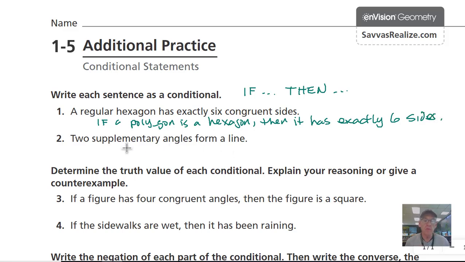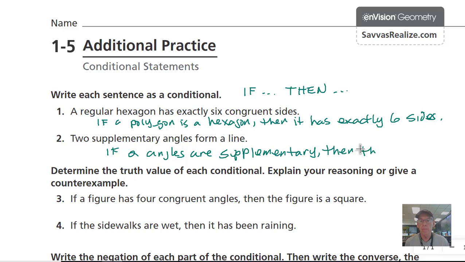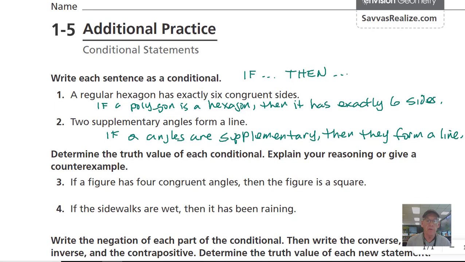Okay, let's look at the second one. 2 supplementary angles form a line. If 2 angles are supplementary, then they form a line. And for these, it's not really asking us to evaluate these. They just want us to write them, so we're good on those.